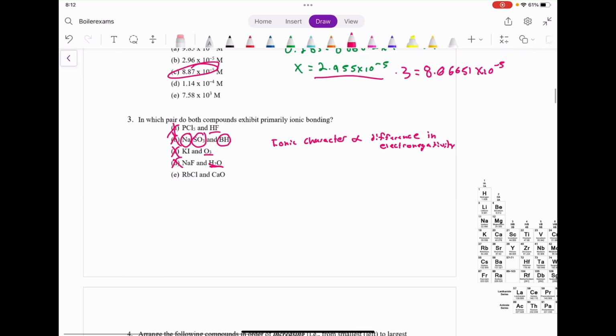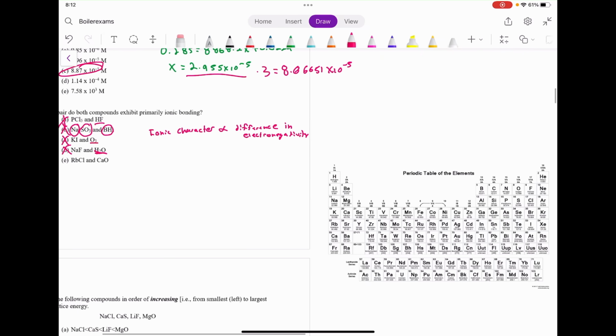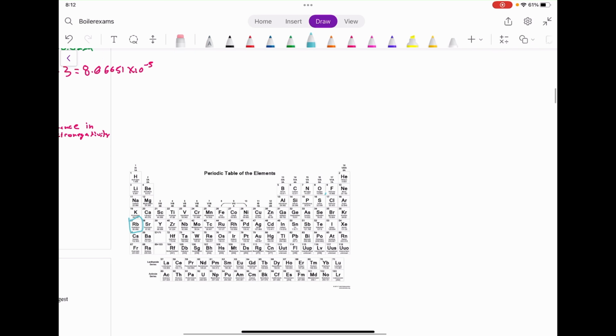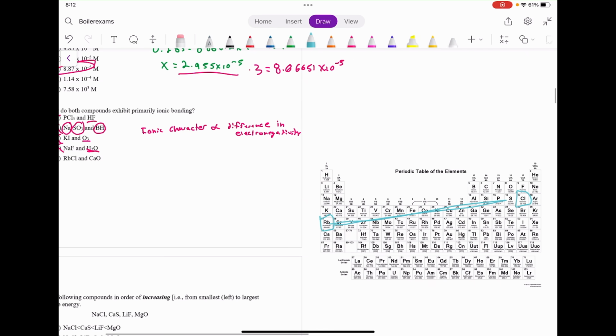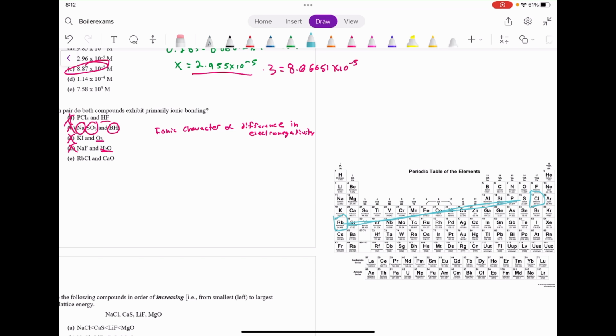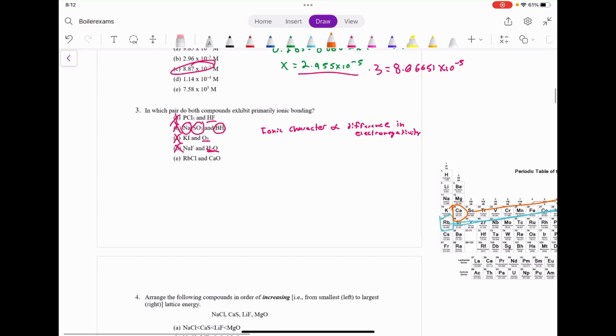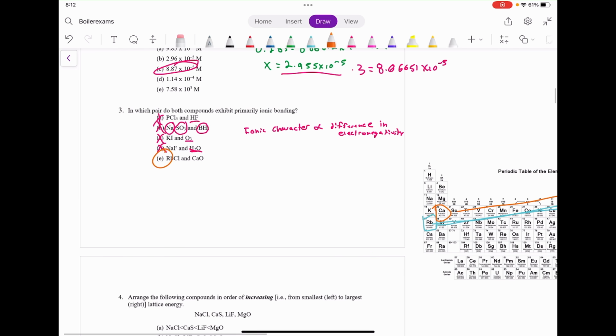Okay, so let's see, does answer choice E work? We've got rubidium and chlorine. That is pretty much the definition of a very ionic bond because they're so far apart, with such a great gap in electronegativity. How about the other option, calcium and oxygen? Same deal, very ionic. 3E.